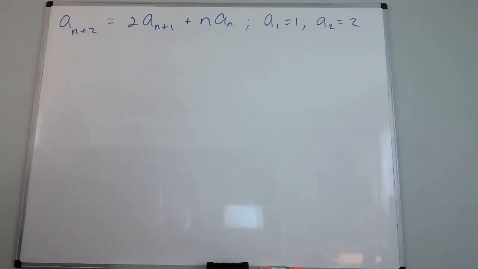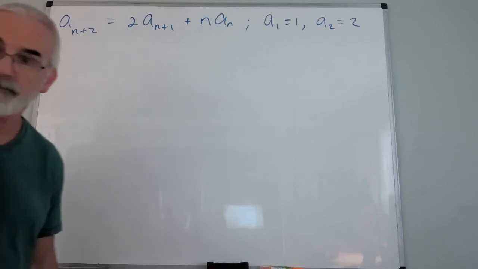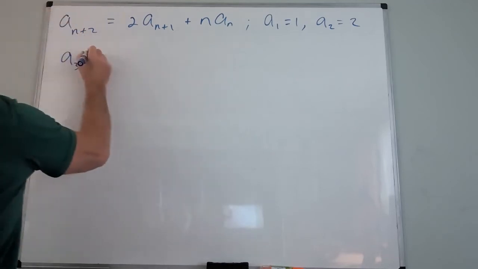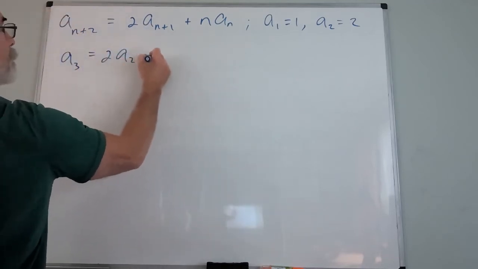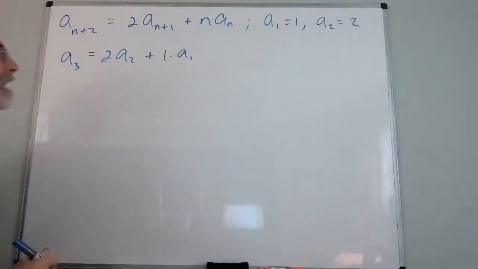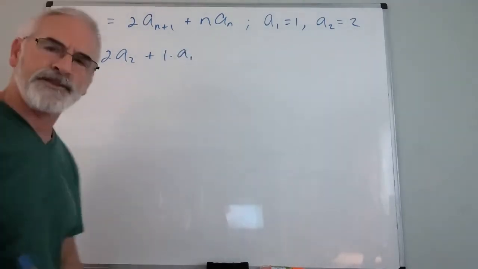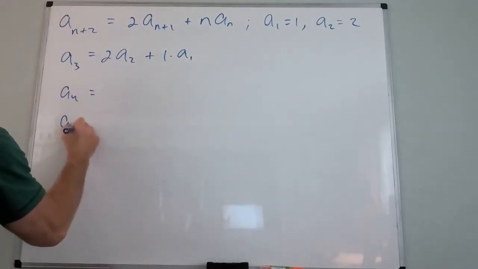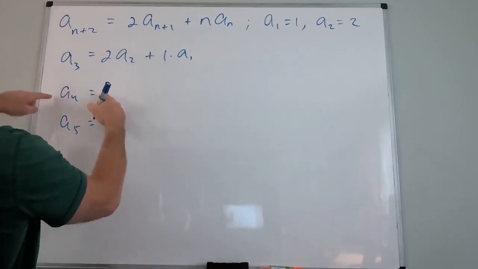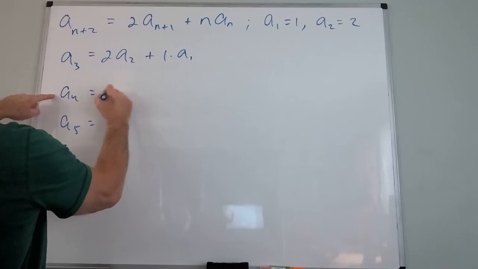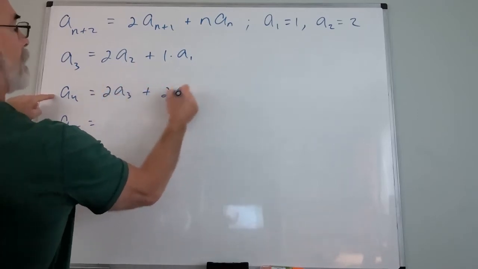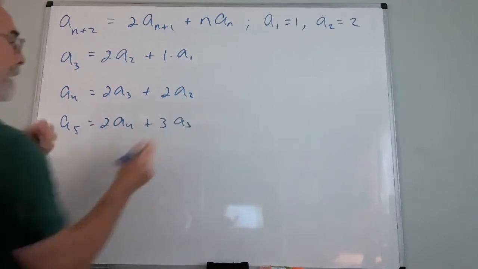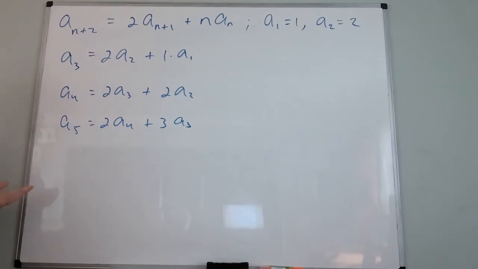Okay, so with that, my first calculation obviously would be for a_3. So a_3, which would be replacing n with a 1, would be 2 times a_2 plus 1 times a_1. Now, could I just go ahead and insert the numbers? Of course I could, but I'd rather see the pattern. See, if I don't do anything else, I can certainly write down the first few, because this is now going to be, what's a_4? Well, that's going to be 2 times a_3 plus 2 times a_2. What's a_5? Well, that's going to be 2 times a_4 plus 3 times a_3.